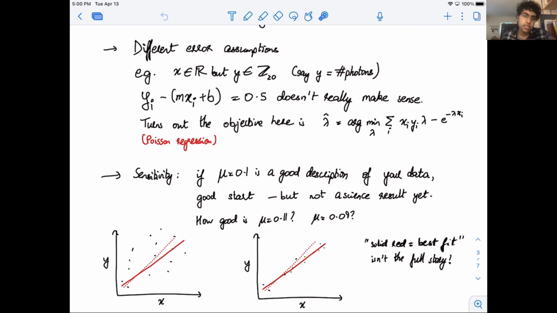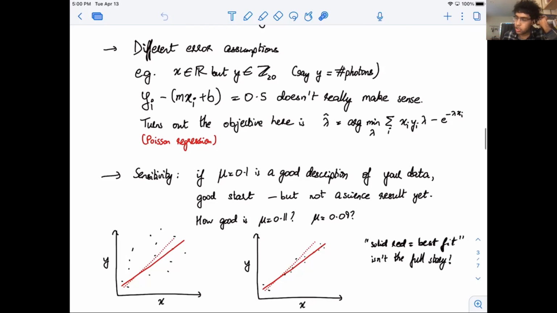So in both these cases, the solid red line is, let's say, the line of best fit, but that doesn't tell us all we need to know. I want to know something about what happens if I move away from that a bit. What does that tell me about the science? Ultimately, I'm looking to use this as a science tool, not just as a black box of math and statistics.